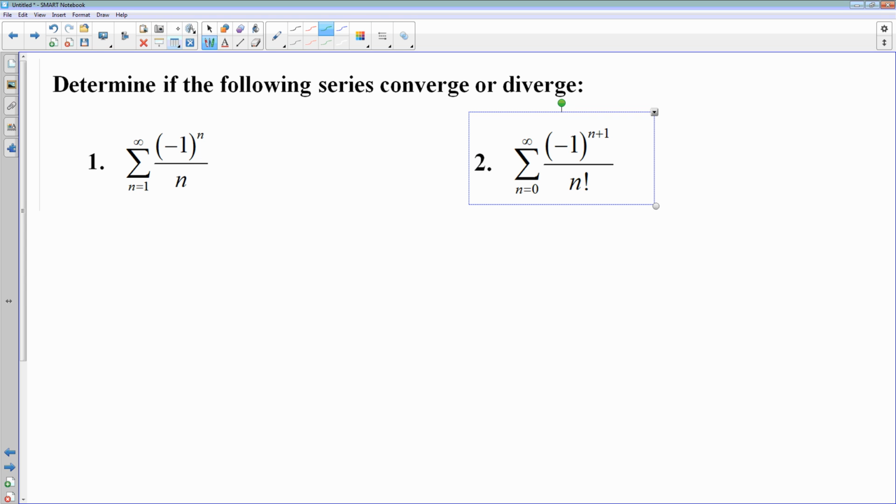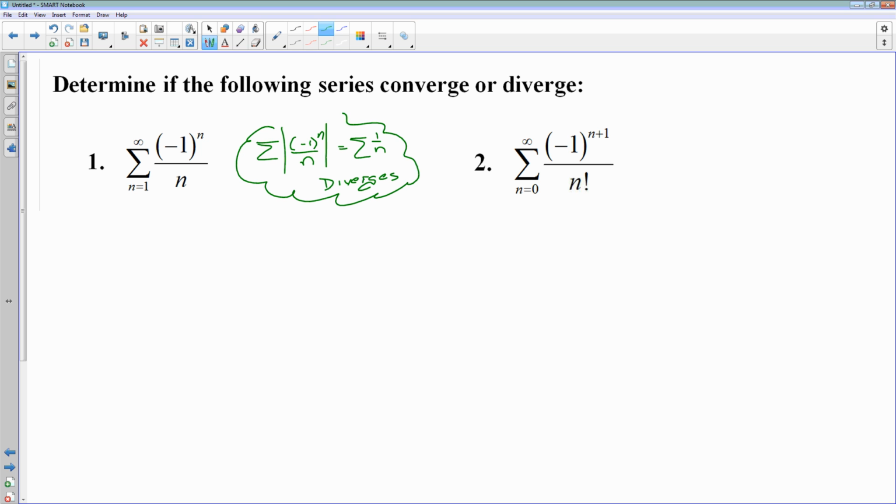So let's do some convergence tests. Let's do this one. Before I do the alternating series test, I will always see if the absolute value series converges. Well, if I take the absolute value of this, the absolute value of (-1)^n over n gives me your harmonic series, 1 over n, which I know diverges. That doesn't tell me anything. That does not mean that this series diverges. So that is helpless. That's no good.